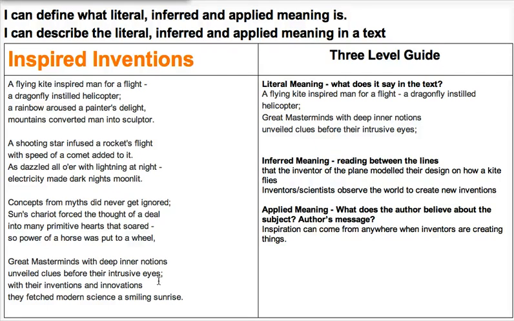And that comes from the sentence that we deconstructed before this one here, and even from the beginning where it talks about being inspired by a kite, a dragonfly, a rainbow, mountains, a shooting star, and so forth. So all those things show what the writer or the author actually believes about the subject.